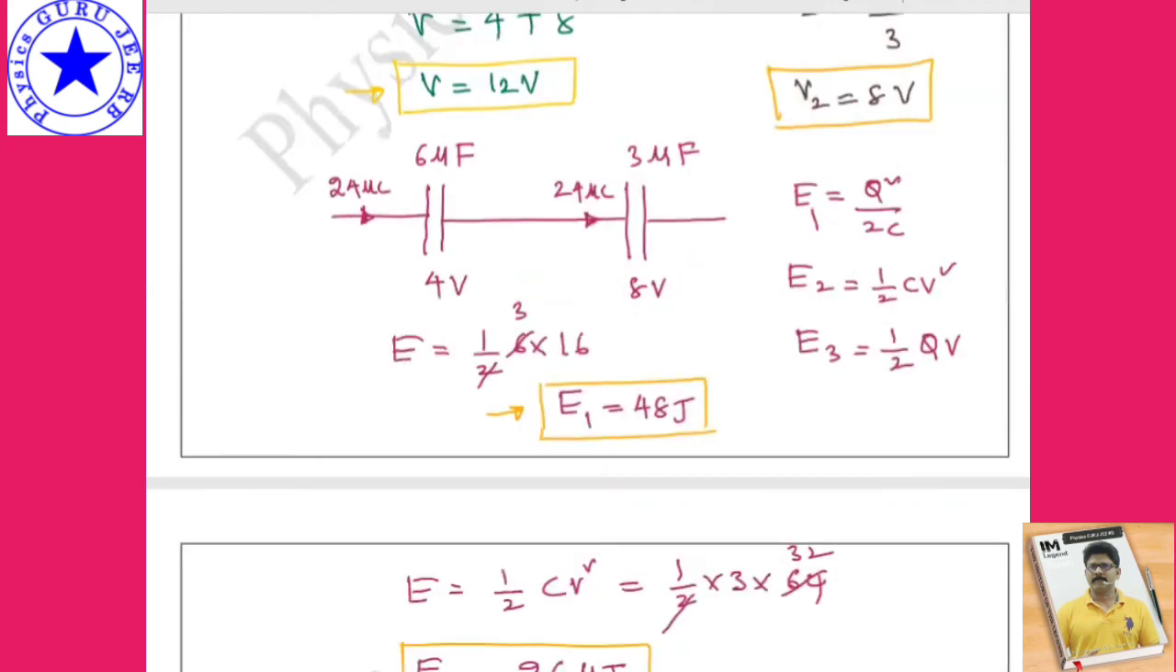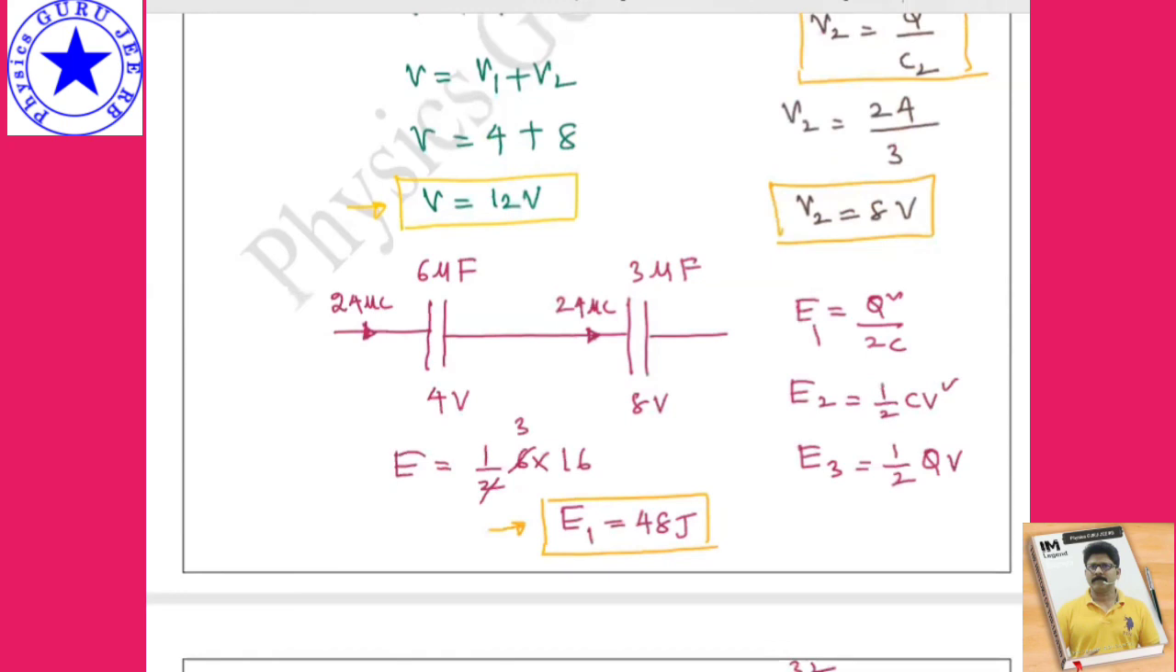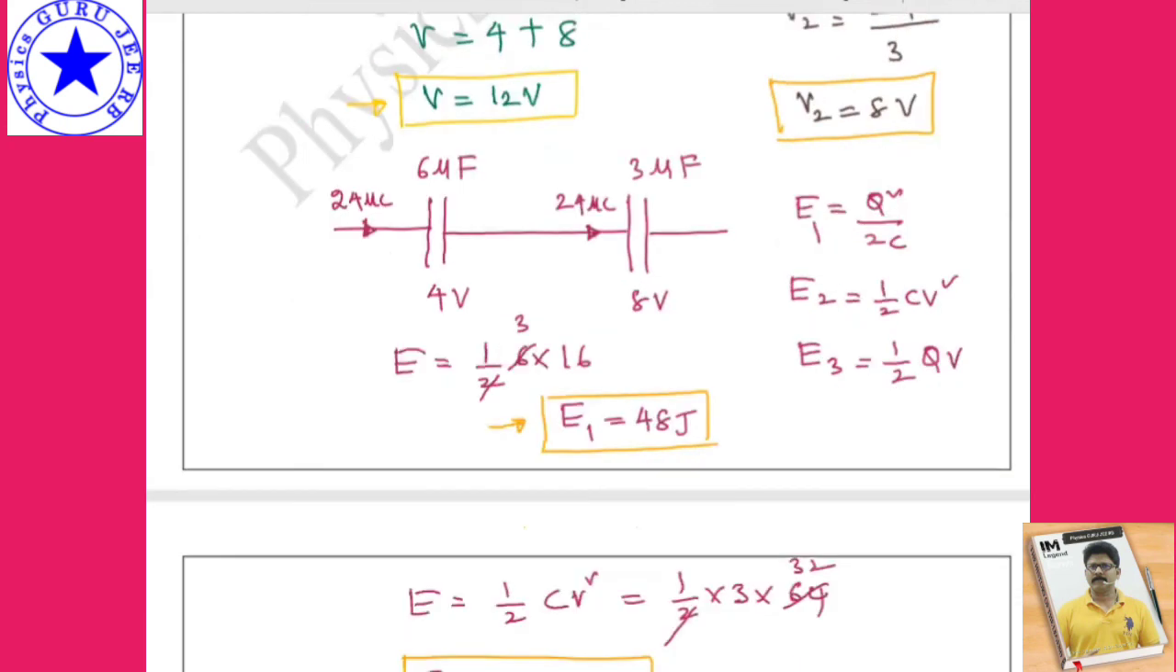If you want, you can do it with Q into V also. See, Q into V, 24 into 4, right? Half QV, you can check it out here. If I do half QV, half Q is 24 into V, 4. Directly I'm getting it. Any formula you can use.